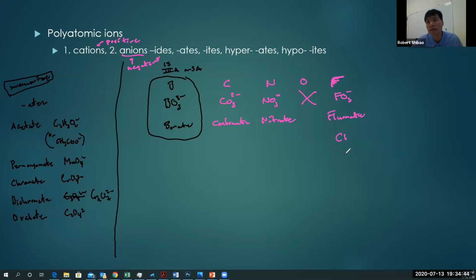Chlorine is chlorate, ClO3 minus. Bromine's next, which would be BrO3 minus. Iodine's next, which would be IO3 minus. And so this is what we call the outer. Now the inner is going to follow a different pattern.